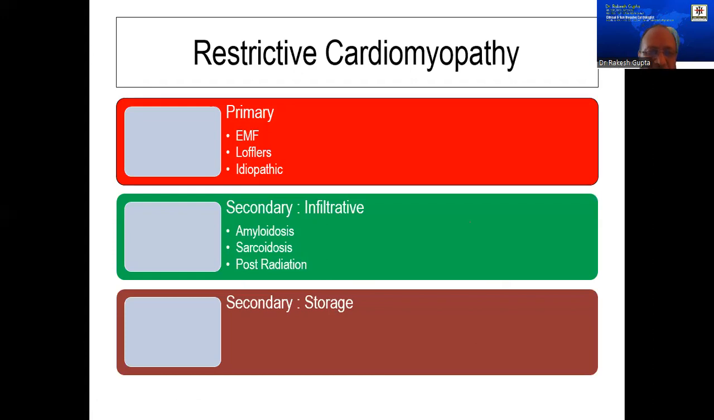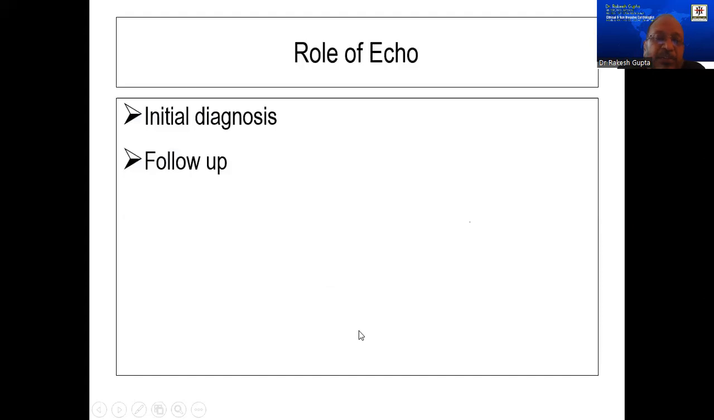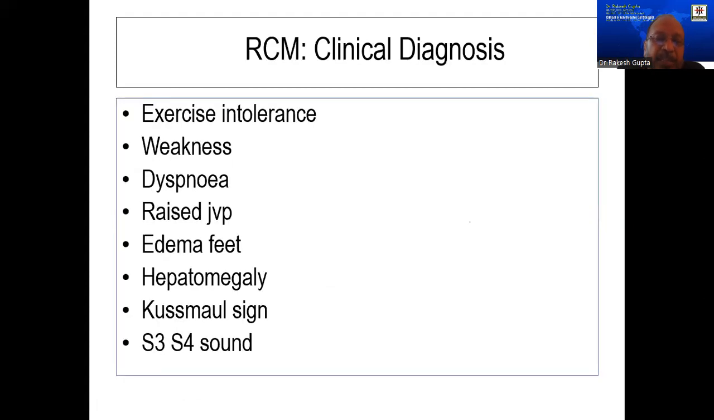If you look at the varieties of restrictive cardiomyopathy, they are primary or secondary. Primary, all of us understand, is endomyocardial fibrosis or Loeffler syndrome. Secondary is infiltrative, and we have talked a lot about amyloidosis, sarcoidosis, and post-radiation, there are a few varieties. And then we have secondary storage diseases presenting as restrictive cardiomyopathies. These patients usually present with pedal edema or features of right-sided congestive cardiac failure.